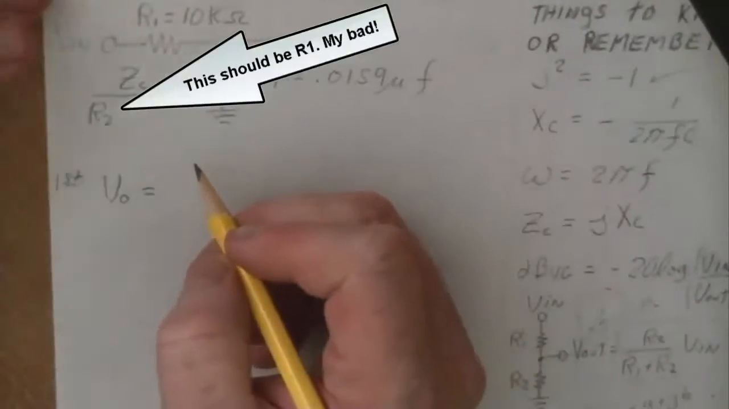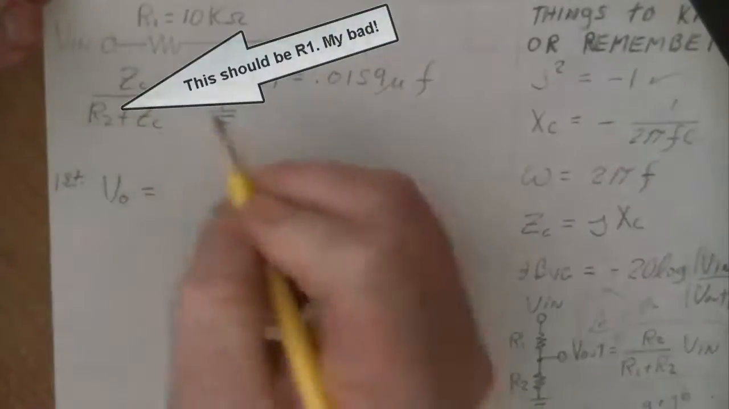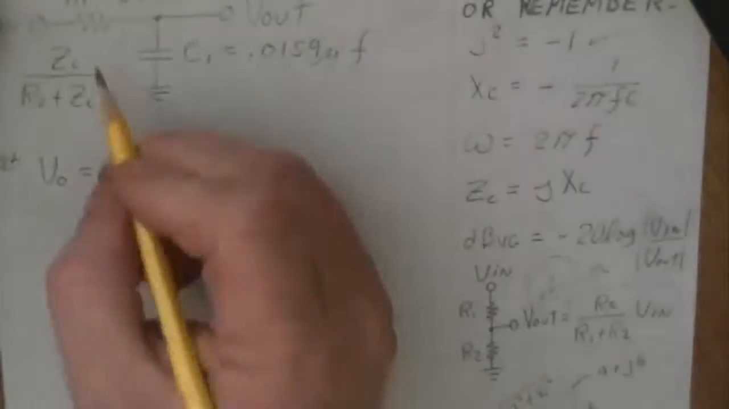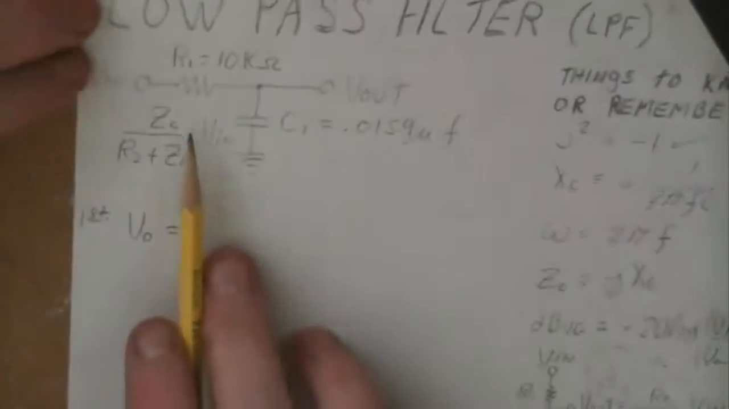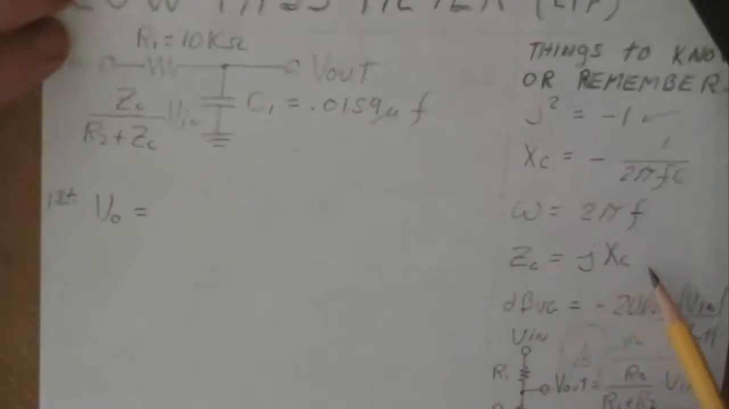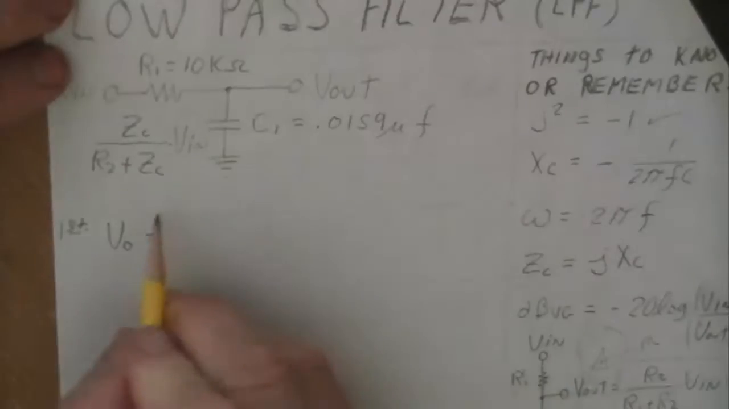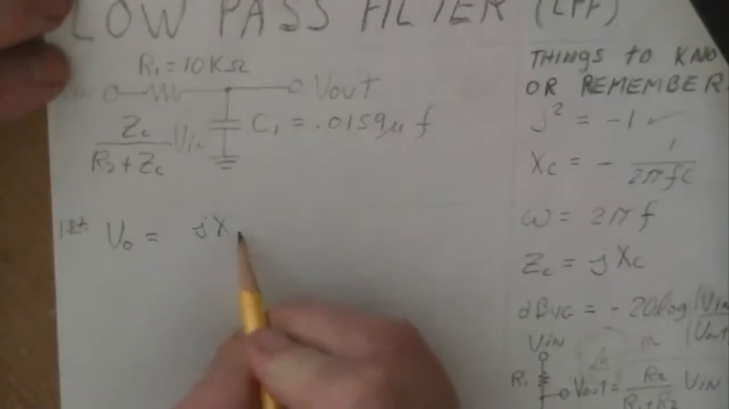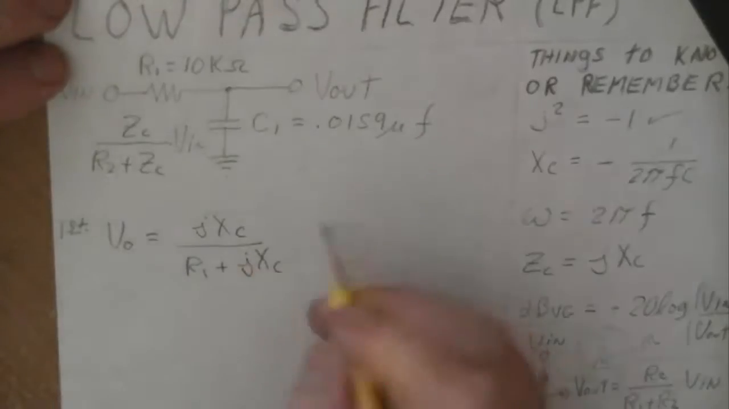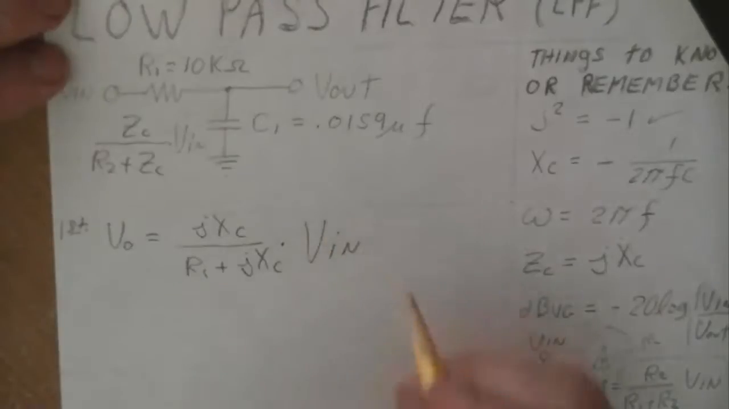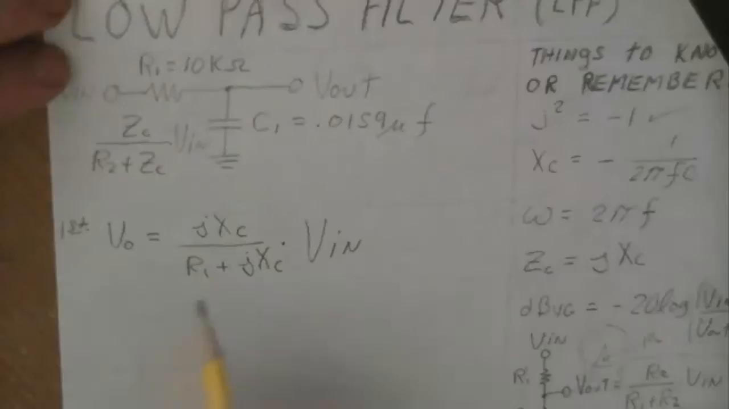I'm not sure that's on the screen or not. R1 plus Z_C, which is the equivalent of this. Then you would multiply that by Vin. So it's just a simple matter of then replacing Z_C with the equivalent formula for the impedance of a capacitor, which is right here. So I'll do that now. Then the formula becomes jX_C divided by R1 plus jX_C times Vin. Okay, so that would be the first thing.